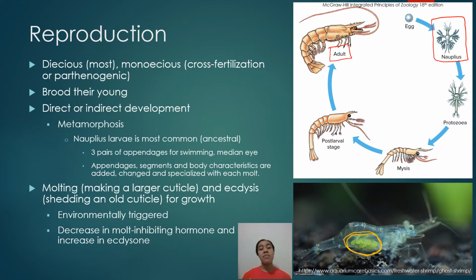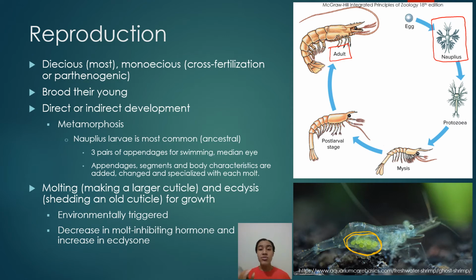So molting is the making of a larger cuticle after ecdysis has occurred, and ecdysis is the shedding of the old cuticle. And both of these processes are required for growth and also for the organism to protect itself from predators and disease and other things like that. The process of ecdysis is actually triggered by environmental cues. So it can be changes in water temperature or salinity or various other factors.